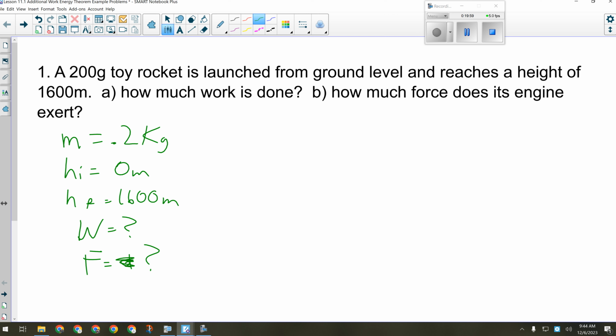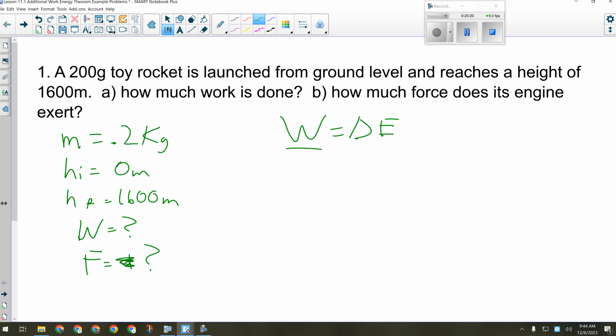Unlike when you did the inclined plane, where the length of the ramp was longer than the change in height. In this case, because it's going vertically upwards, the change in height is the distance over which the force is being exerted. All right, so first thing we got to do is say that work is a change in energy because they want to know the work. Okay, we got to calculate that first.